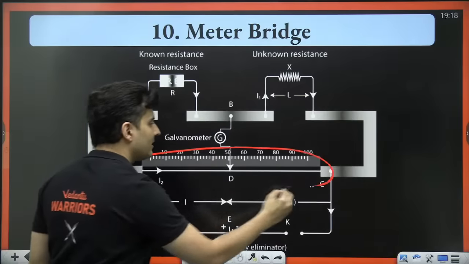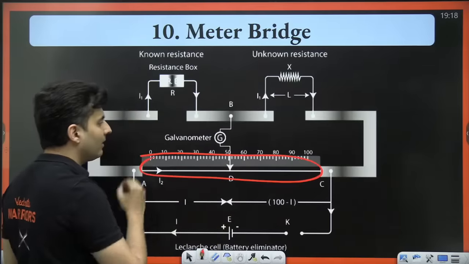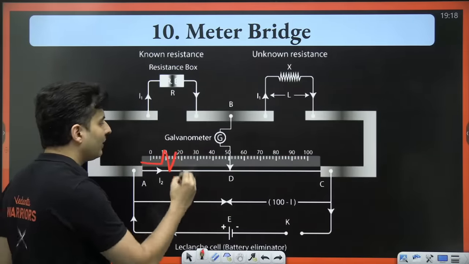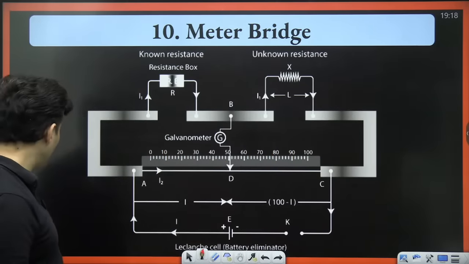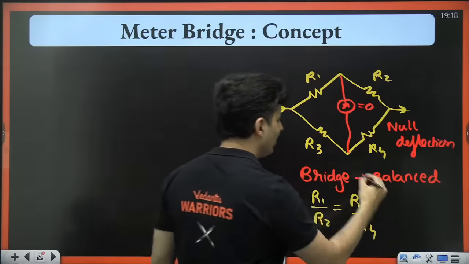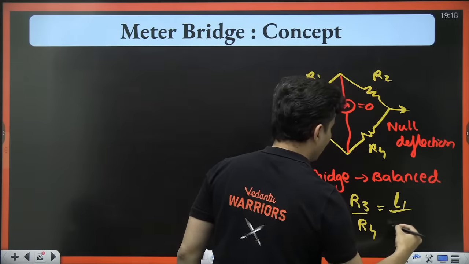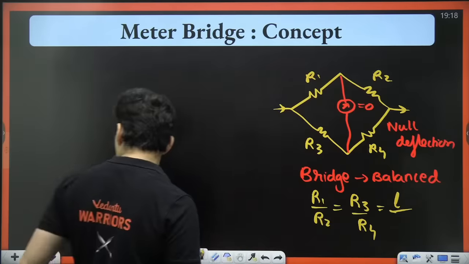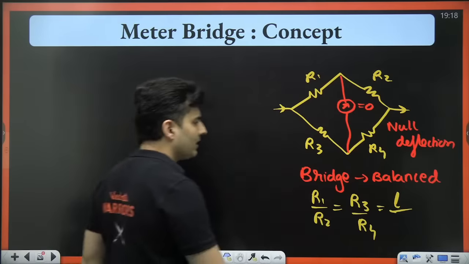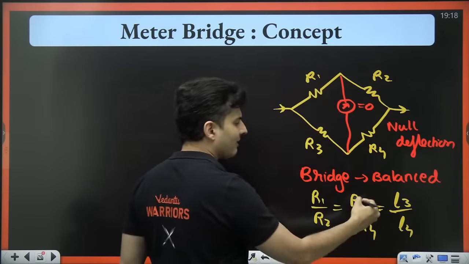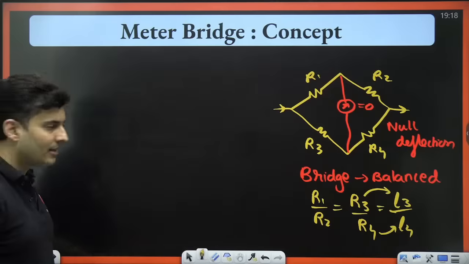This resistance as a whole, whatever the resistance is, it is spread across 100 centimeters. So a part of it is R3, a part of it is R4. So since resistance is proportional to the length, this R3 by R4 will be nothing but L3, and let's say I call this L4. I can just say it is nothing but L3 by L4 because the resistance is directly proportional to the length. So measuring these lengths, I can easily get the answer.